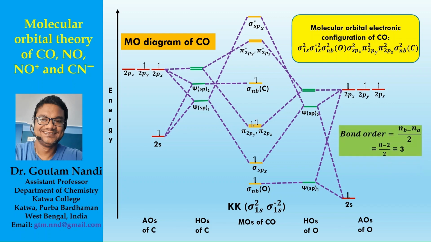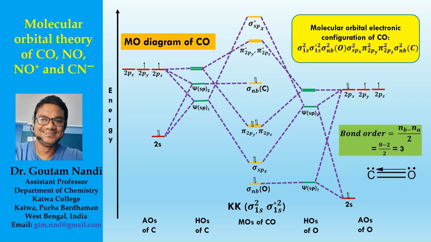So what will be the bond order? That will be Nb minus Na divided by 2. That is, Nb is the total number of electrons in the bonding molecular orbitals, and Na is the total number of electrons in the anti-bonding molecular orbitals. So it will be 8 minus 2 divided by 2, that will be 3.